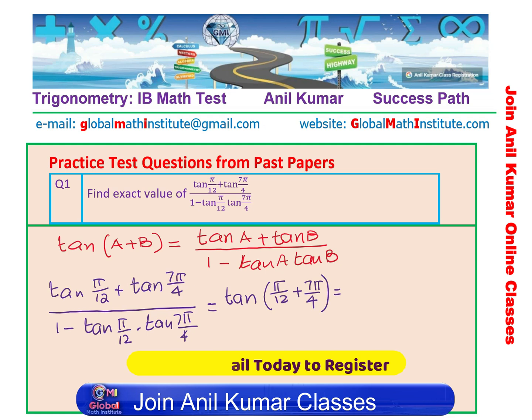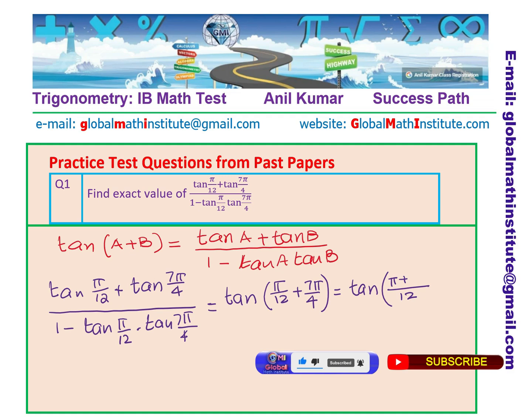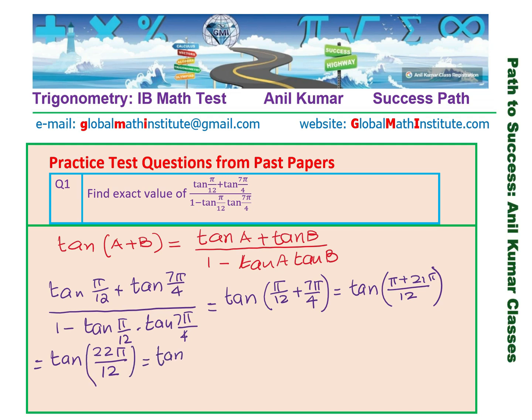Take a common denominator, right? So you can write this as tan of, 12 is common, pi plus 3 times 7, which is 21 pi. And that gives you a value of tan of 22 pi by 12. Now you could simplify this. We need to find the exact value, right? So it could be written, dividing by 2, as 11 pi by 6, correct?